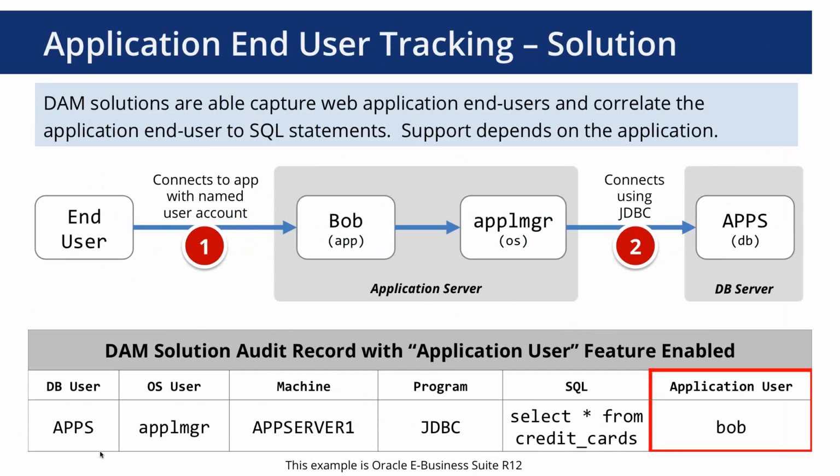This example here is from Oracle Business Suite. So typically my audit record would show the database user APPS, the OS user applmgr. I'm coming from a generic application server. And in this case, let's just say I'm selecting star from credit cards. Well, that's not enough information. I many times want to get back to, okay, what named user was doing this? Who connected to the application and actually executed that SQL statement? Well, these tools also have the capability now to get back to an end user, so they can track back to the web application end user. So now I know that Bob was the application user actually connected.